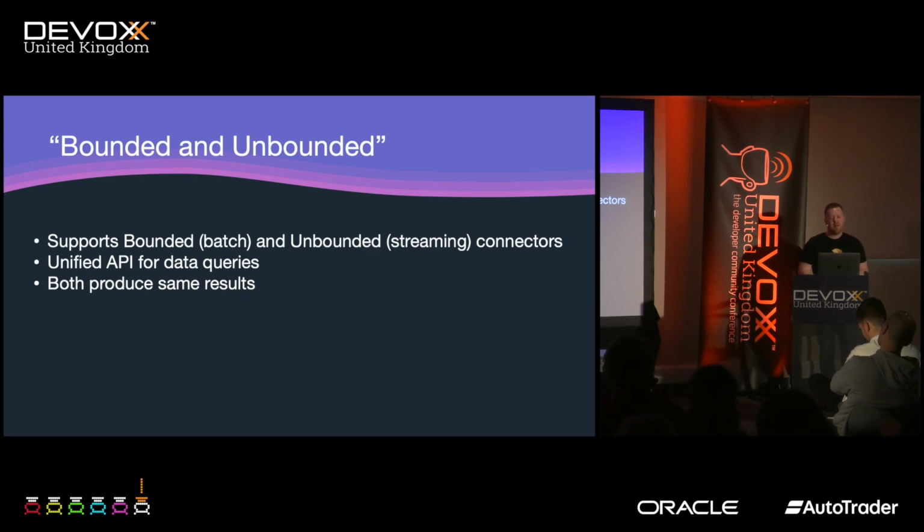Bounded and unbounded. This is one of the places where Flink shines. The actual query you write is agnostic of the data source. If I write a query that analyzes data, Flink doesn't care if this data comes from a batch source or a streaming source. It could come from MySQL or it could come from Kafka. You can write the same computation logic and run it against both of these sources, and Flink will run the queries and give you the same results, assuming you've done it properly. Essentially, a unified API for data querying.